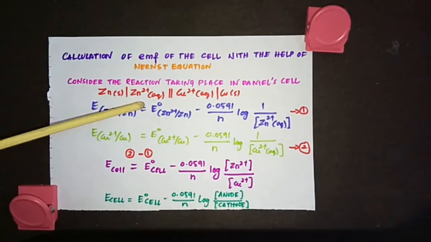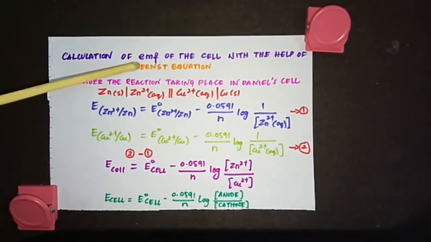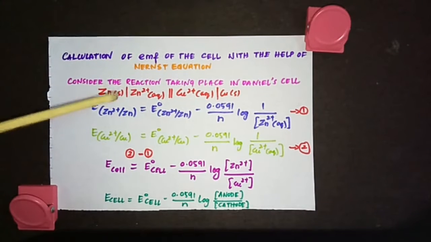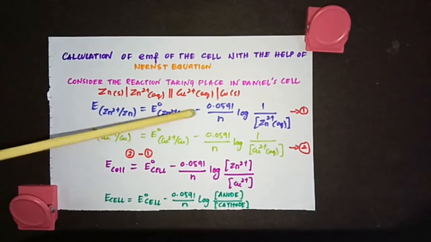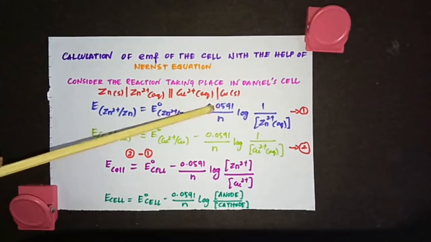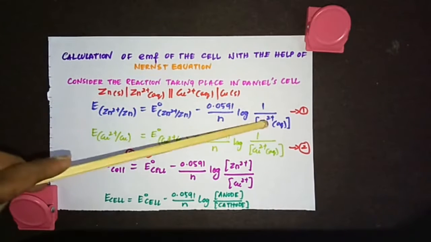Zn, Zn2+, Cu2+ to Cu. Now applying the Nernst equation for this half cell, how will you write the equation? E Zn2+/Zn is equal to E naught Zn2+/Zn minus 0.0591 by n log 1 by Zn2+ concentration. This is one equation.